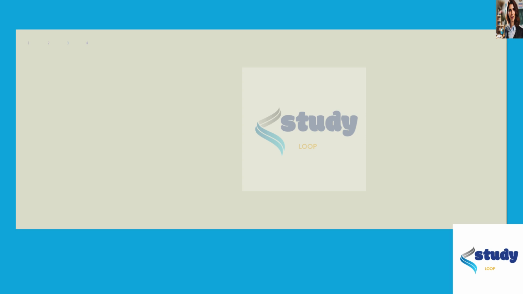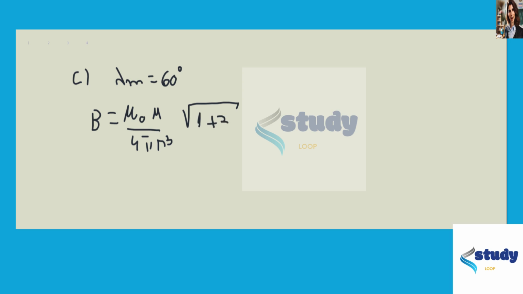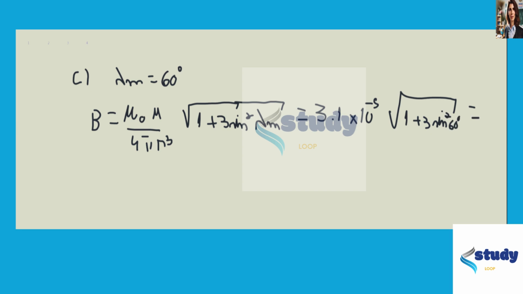So for C, we have lambda m is equal to 60 degrees. Then B is equal to mu0 mu divided by 4 pi r cubed square root of 1 plus 3 sine square of lambda m. This number here is what we calculated before, so this is 3.1 times 10 to the minus 5 times the square root of 1 plus 3 sine square of 60 degrees, and this gives a magnetic field of 5.59 times 10 to the minus 5 Tesla.